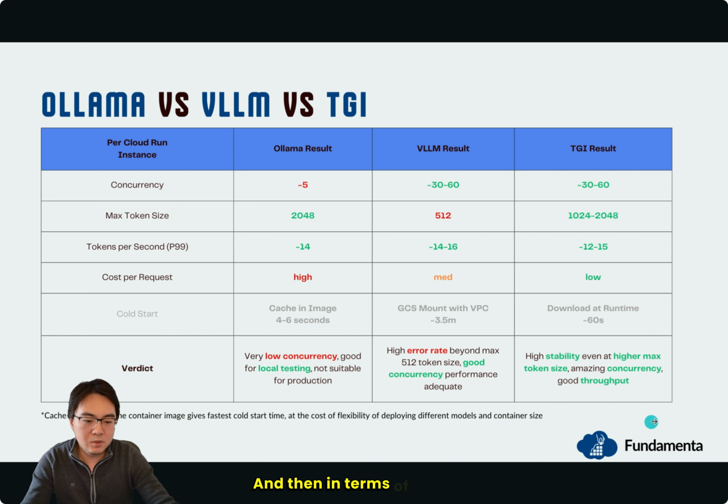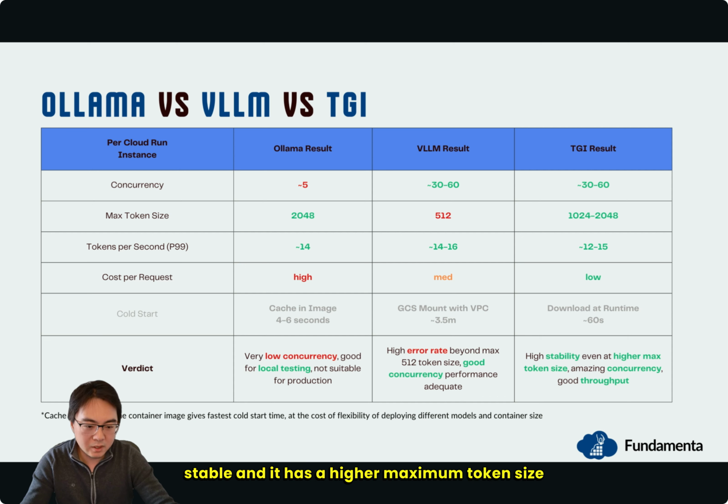And then in terms of TGI's verdict, it is very stable. I think once I push it beyond 60, sometimes I start getting a few errors, but it's not like erroring on everything. So if I push vLLM beyond 512, almost all the requests time out, right? But this doesn't happen with TGI, and it's very stable, and it has a higher maximum token size, and it has very good concurrency and good throughput.